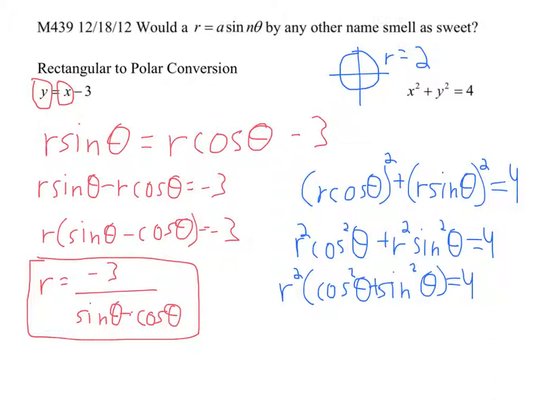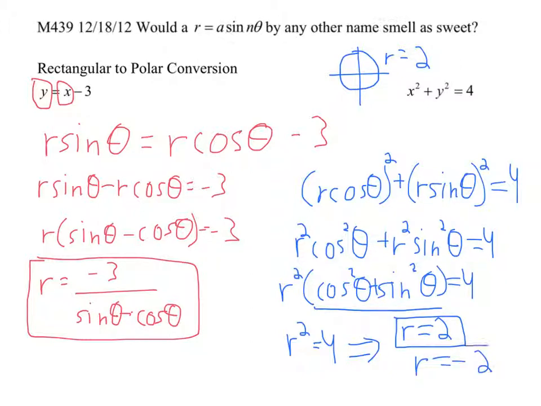And now I'm very sincerely hoping we remember that cosine of theta squared plus sine of theta squared equals 1. So this is the same thing as r squared equals 4. And I'm also hoping we remember that this is a quadratic equation, and so this has two solutions, r equals 2 and r equals -2. Both of these equations represent a circle with a radius of 2.